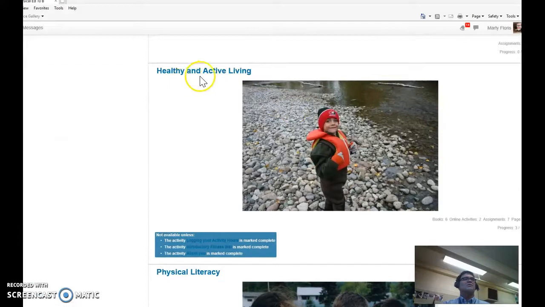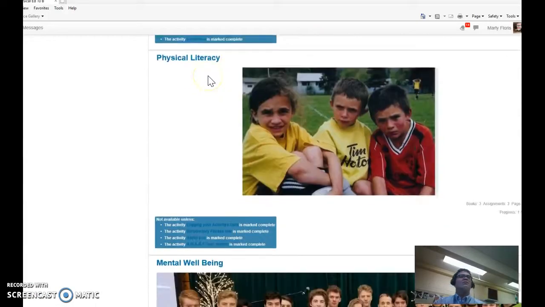I'm assuming that you finished the healthy and active living unit, so we're going to look at physical literacy. And you look at the picture of these three young kids. That starts at a young age.